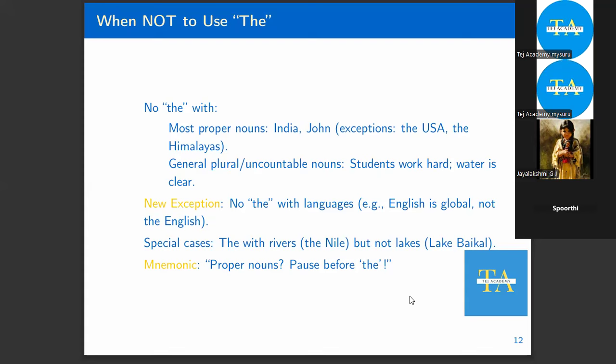And here the mnemonic will be: proper nouns pause before "the." So if the noun is very proper, if it's exact, we can use "the." And in front of words which are known by both the listener and the speaker, we can use "the," and all the other exemptions we already discussed. Okay, what is the next one?